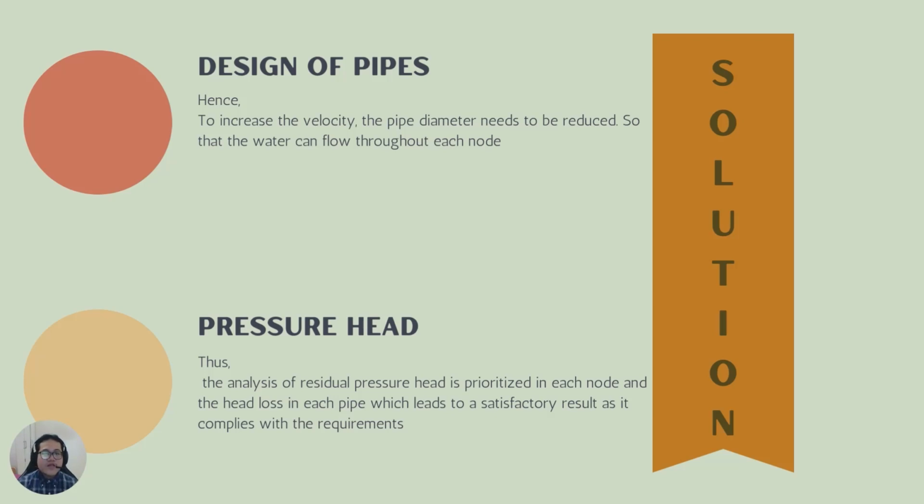The first one is the design of pipe. To increase the velocity, the pipe diameter needs to be reduced so that the water can flow throughout each node. And for the pressure head, the analysis of residual pressure head is prioritized in each node, and the head loss in each pipe will lead to a satisfactory result as it complies with the requirements. So for pressure head, before we design, we need to take note of the pressure head first.